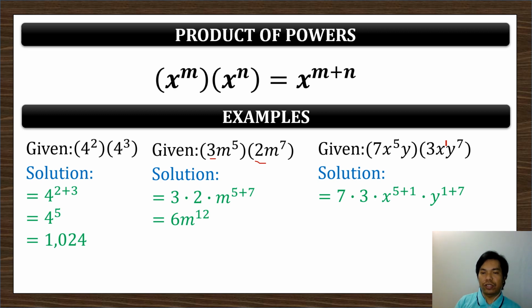Isa sa mga common errors ng mga estudyante ay pag wala silang nakikitang exponent dito, kino-consider nila na ang exponent ng variable na yon ay 0, which is mali. So, in this case here, meron tayong x raised to 5 plus 1. At para naman sa y, ganun din, since walang nakalagay dito na exponent ng y, ibig sabihin ng exponent nito ay 1, and then yung pangalawang y natin ang exponent niya ay 7. And simplifying this one, magkakaroon tayo ngayon ng result na 21 x raised to 6 y raised to 8.